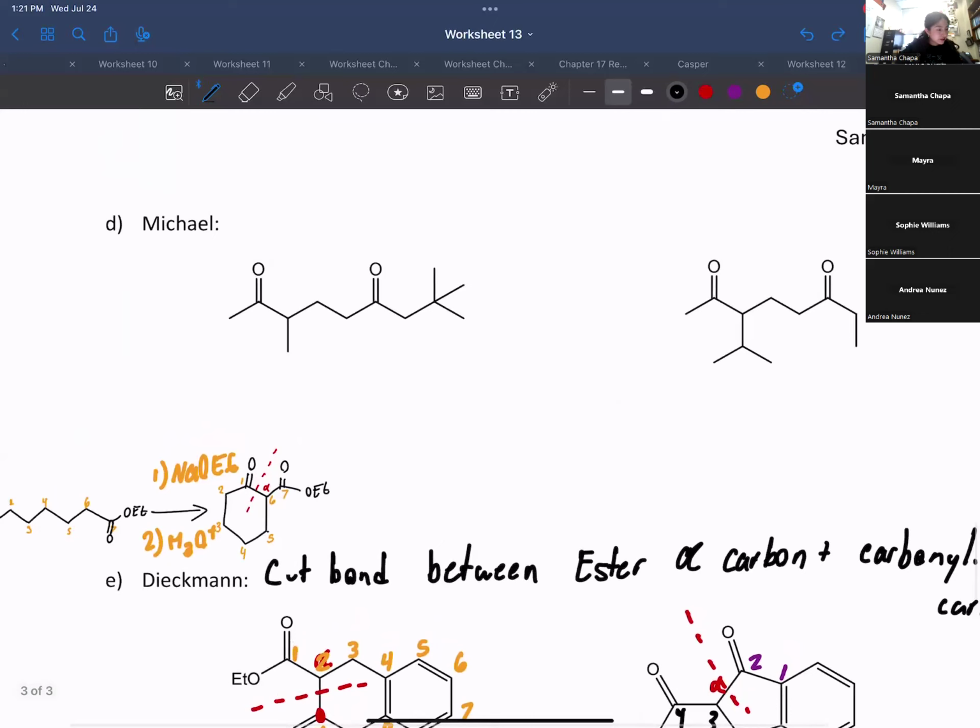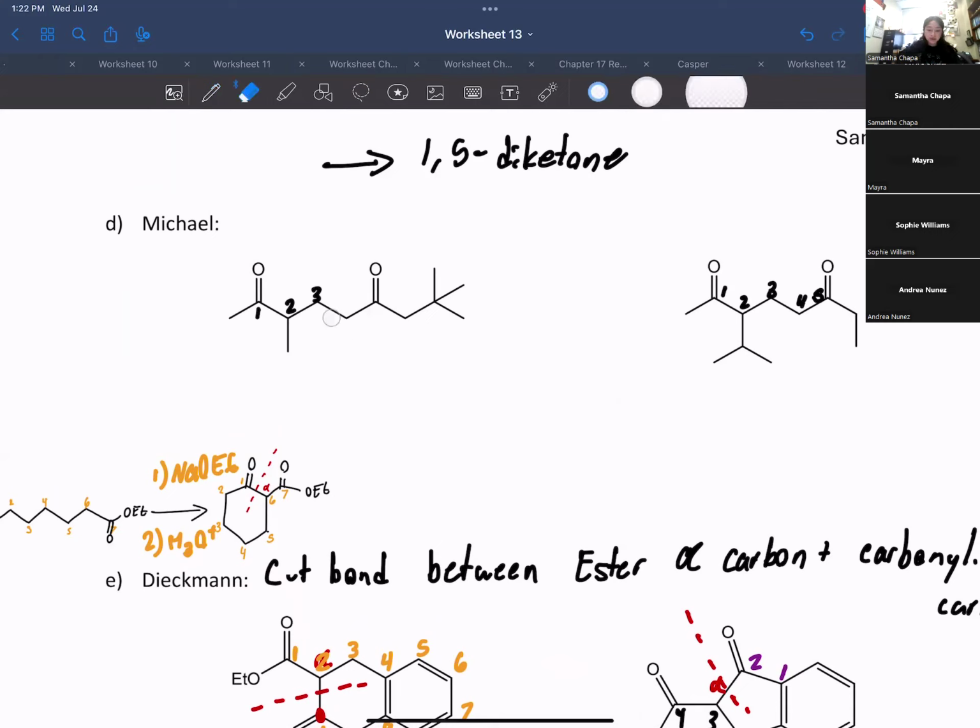So the Michael reaction will always result in a 1,5 diketone. So we can just prove that. 1, 2, 3, 4, 5. So at carbons 1 and 5, we have 2 ketones. Just check this one as well. Carbon 1 and 5, we have 2 ketones.